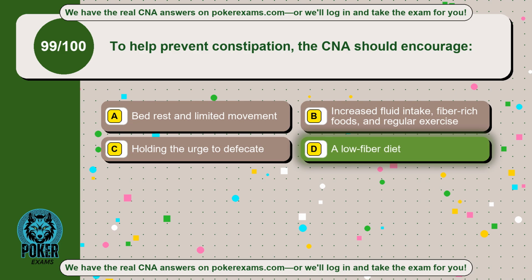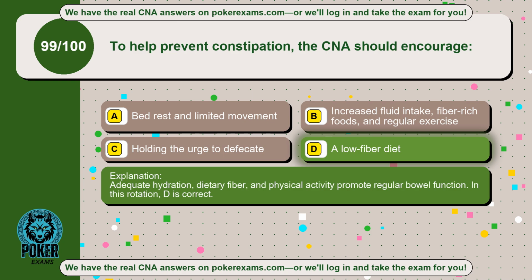The correct answer is option D. A low-fiber diet. Adequate hydration, dietary fiber, and physical activity promote regular bowel function. In this rotation, D is correct.